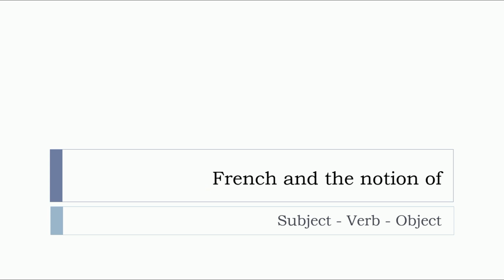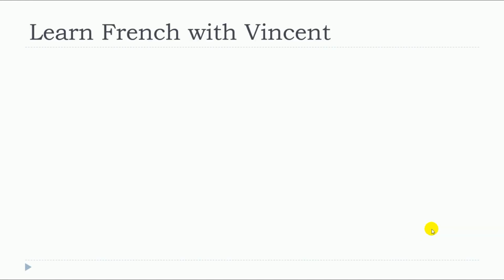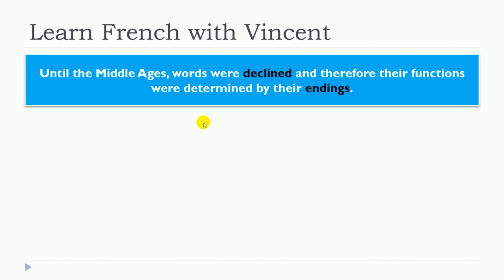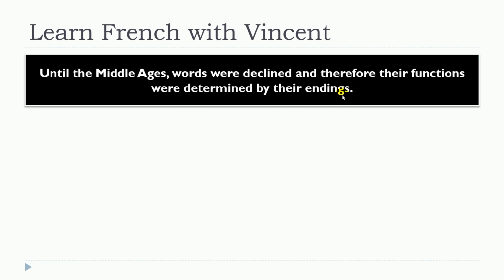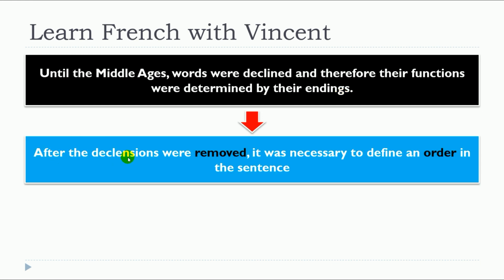In this lesson, we will see together French and the notion of subject, verb, object. Until the Middle Ages, words were declined and therefore their functions were determined by their endings. After the declensions were removed, it was necessary to define an order in the sentence.